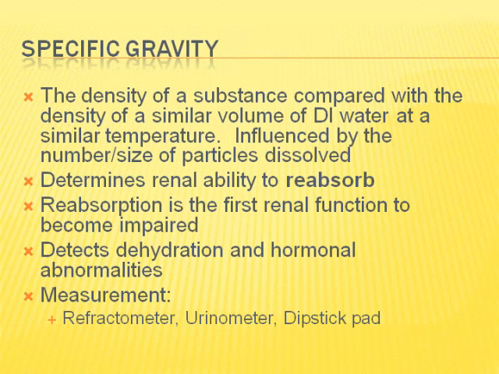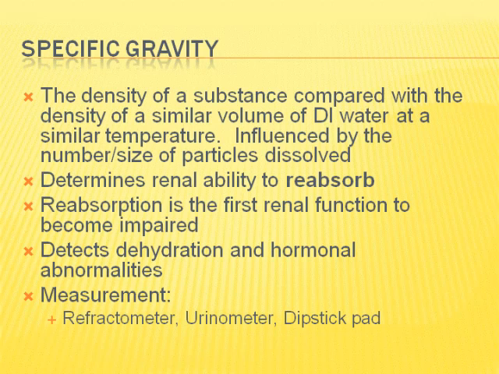Specific gravity, the definition is the density of a substance compared with the density of a similar volume of deionized water at a similar temperature. Specific gravity is influenced by the number and size of particles dissolved in that urine. Specific gravity, we talked about a little bit in the last session. It determines the renal ability to reabsorb. How well are those tubules reabsorbing things?